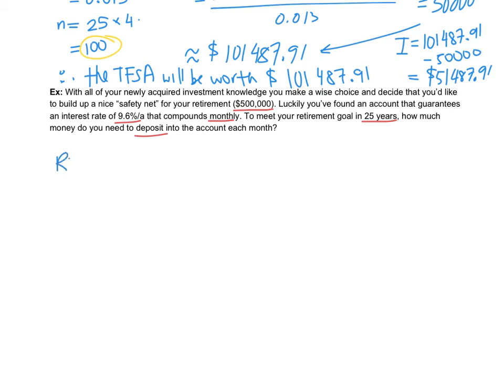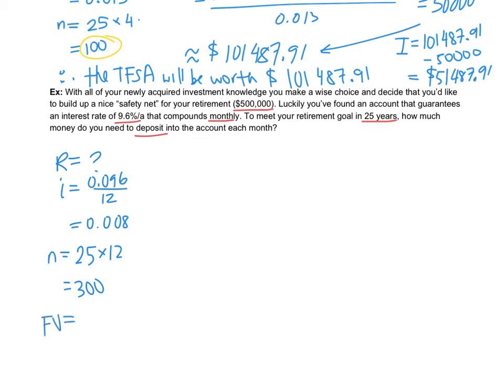So normally I would say start with R, but I don't know what it is. I do know that for my interest, it's 0.096 divided by 12, because this is monthly. That actually simplifies to 0.08. And then for N, we have 25 years of depositing money, and it's monthly, so I'll multiply it by 12. So that's 300 deposits that you make in total. And that 500,000 is the future value.